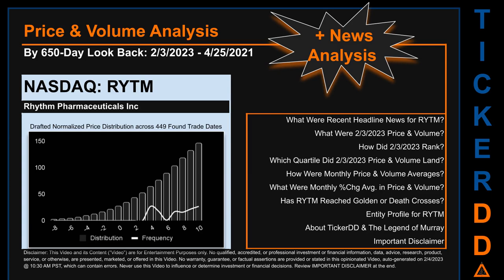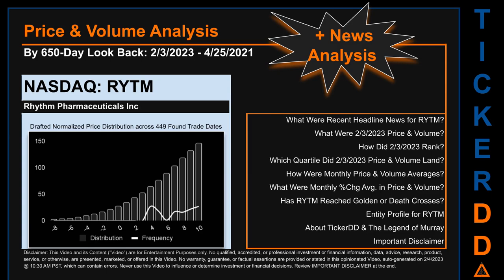RYTM went public on October 5, 2017, which was roughly 5 years and 4 months ago. Looking back 650 calendar days from Friday, February 3, 2023 to Sunday, April 25, 2021, we found 449 applicable trade dates for use in our analysis.